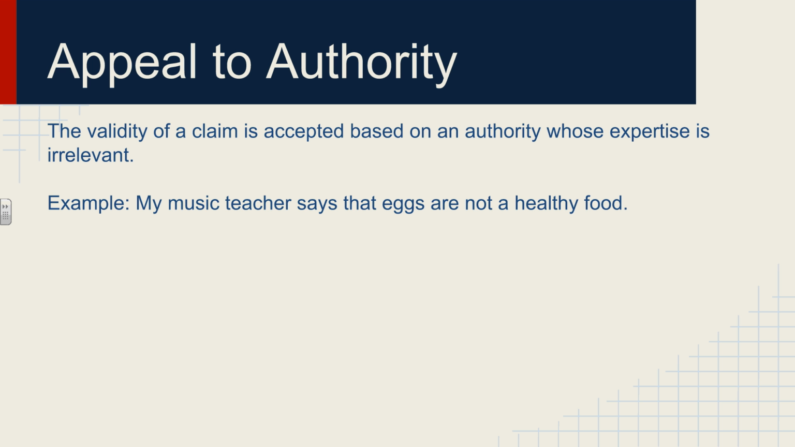The next logical fallacy we're going to talk about is the appeal to authority. In the appeal to authority, the validity of a claim is accepted based on an authority of an expert who is not necessarily an expert in that field. So, for example, my music teacher says that eggs are not a healthy food. Well, your music teacher isn't a nutritionist and therefore not an authority on healthy food.